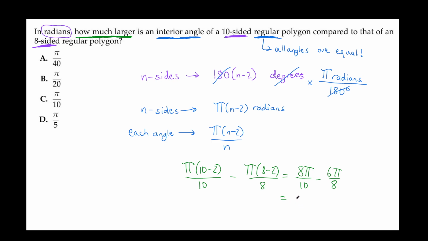And if we simplify this, looks like we're going to get 4 pi over 5 minus 3 pi over 4. Common denominator of 20 means that we're going to get 16 pi over 20 minus 15 pi over 20. Of course, that's going to be equal to pi over 20 in radians, so that's our answer.